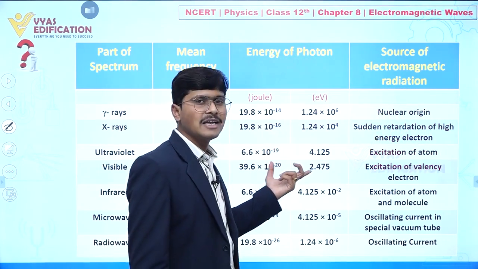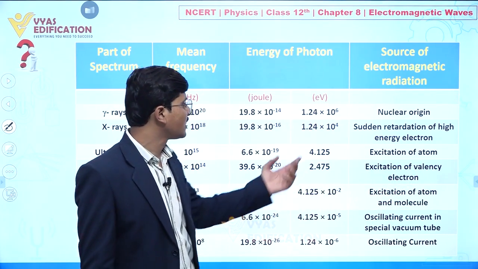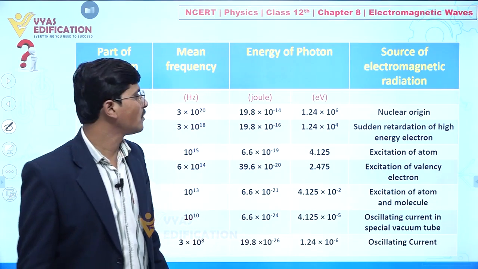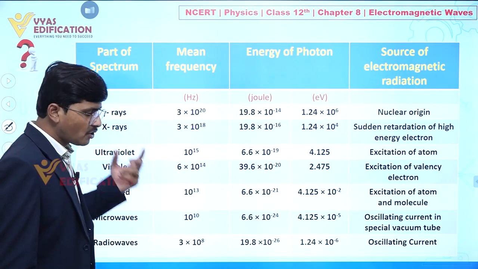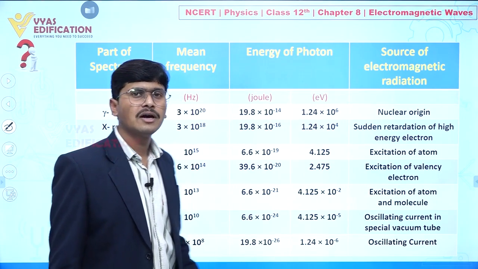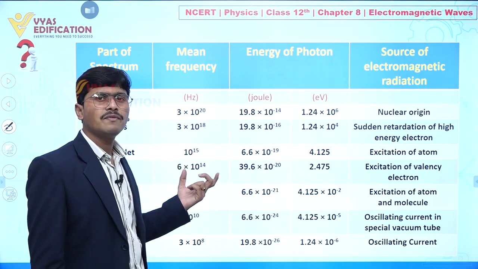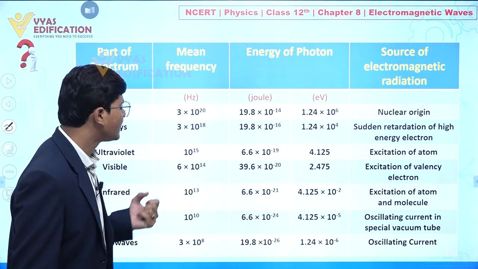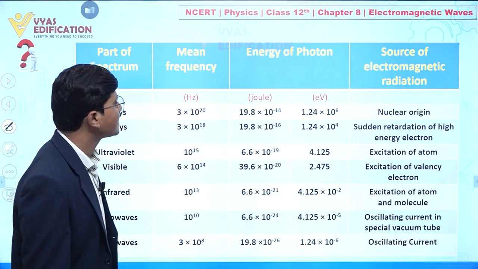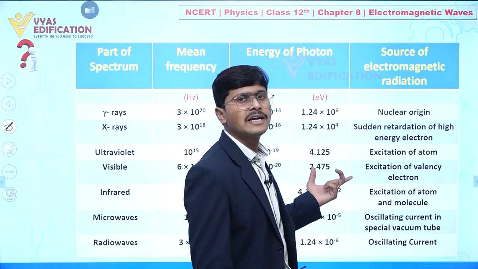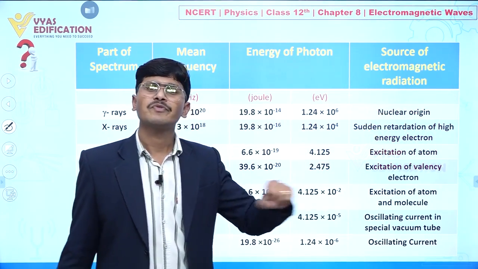And if you again divide by the charge of an electron, 1.6 into 10 to the power minus 19, this is equal to 1.24 into 10 to the power 4 electron volt. Clear? Now if we talk about ultraviolet, meaning UV rays. For UV rays we have frequency 10 to the power 15 hertz, corresponding energy is 6.6 into 10 to the power minus 19 joule, and if we divide by 1.6 into 10 to the power minus 19, you will find 4.125.